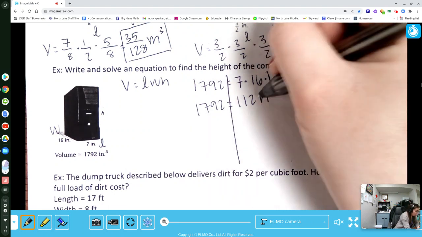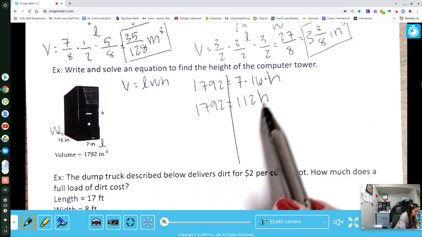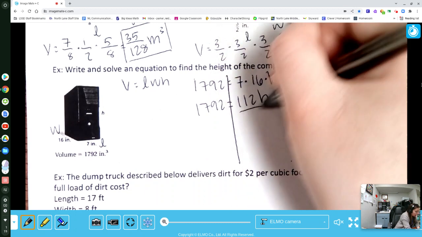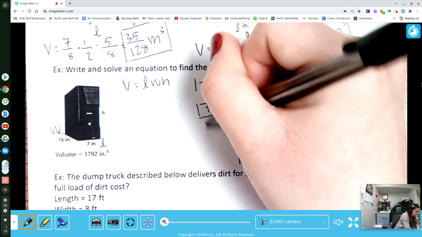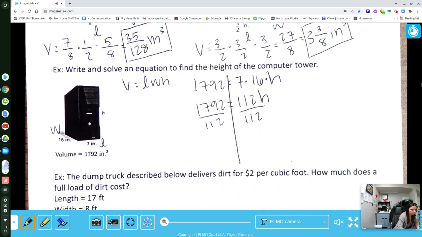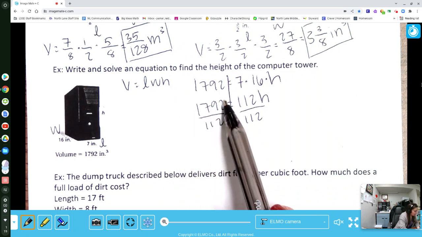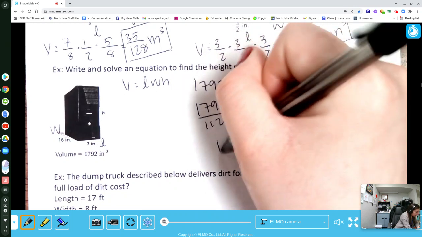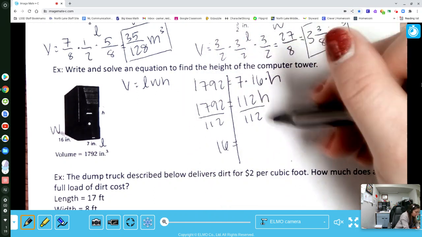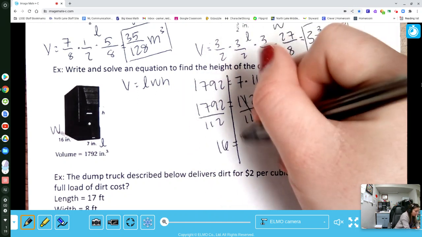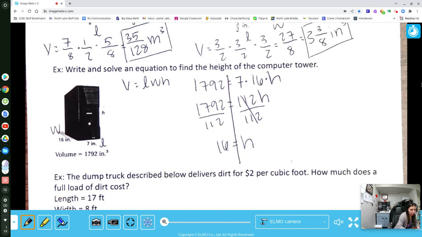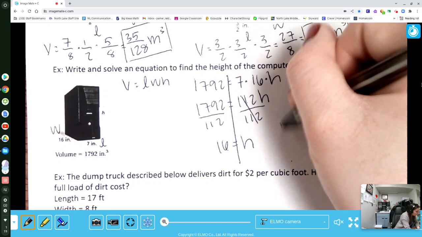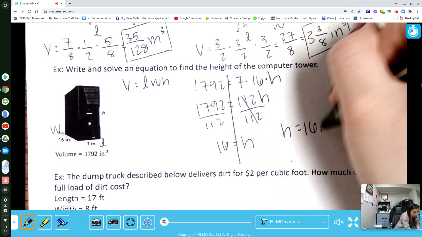Now I can go ahead and work on getting h by itself. How do I undo times 112? Well, I divide by 112, and whatever I do to one side, I must do to the other side. In our calculator, 1,792 divided by 112 is 16, and on this side, times 112 divided by 112 undo each other, leaving only h left over. So it looks like 16 equals our height, or our height equals 16 inches.